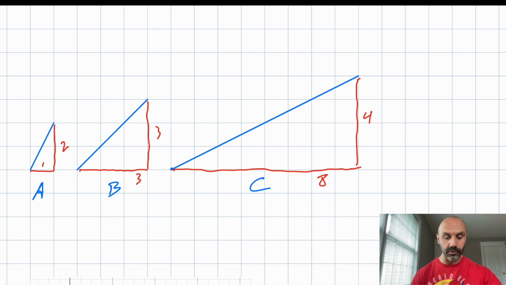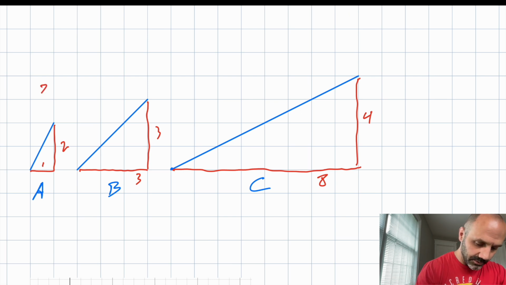Now what do I want to do with these numbers to get a rating where the steepest slide has the highest number? If I add them or multiply them, C is going to be the biggest: 12 versus 6 versus 3, or the same if I multiply. C is the biggest, A the smallest. But if I divide the vertical by the horizontal, then A has the highest number. Watch what happens.